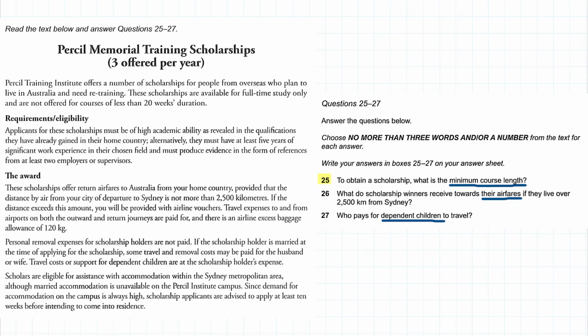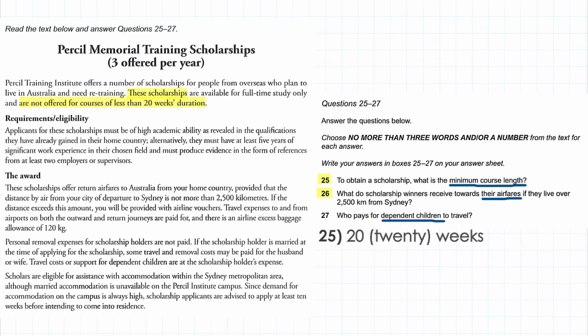So, number 25 first, and we find it here. "These scholarships are available for full-time study and are not offered for courses of less than 20 weeks duration." So the minimum course length is 20 weeks. And you can write 20 as a number or as a word, both are correct.